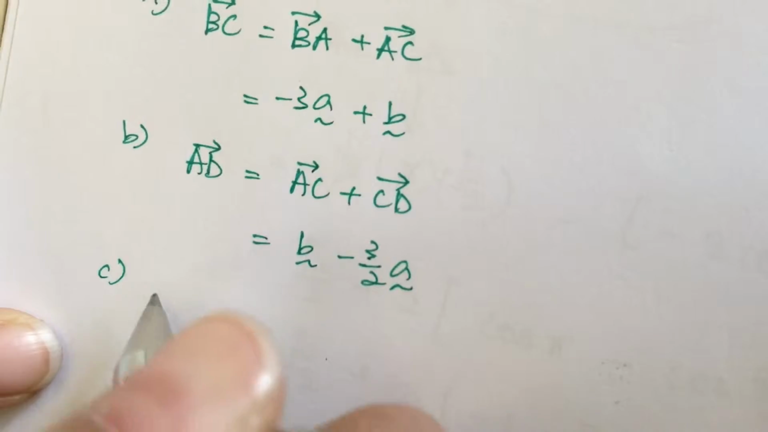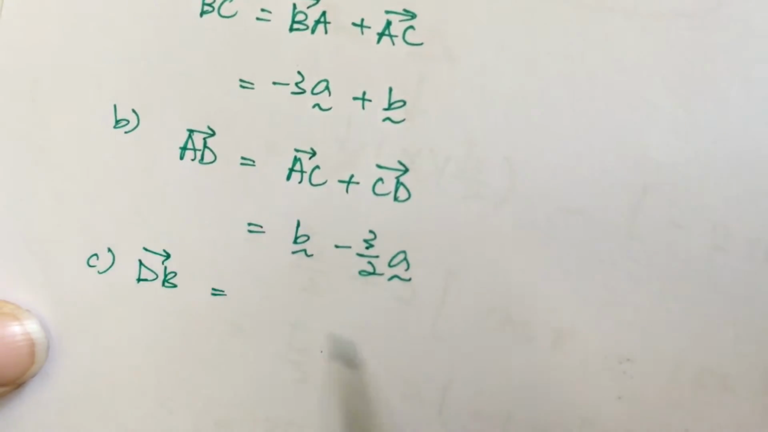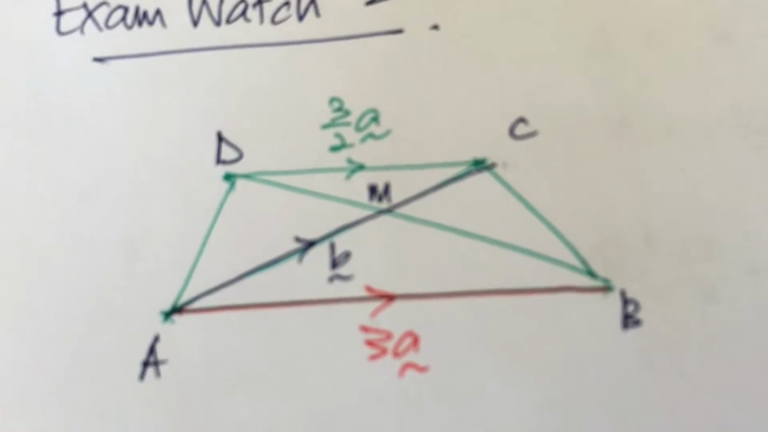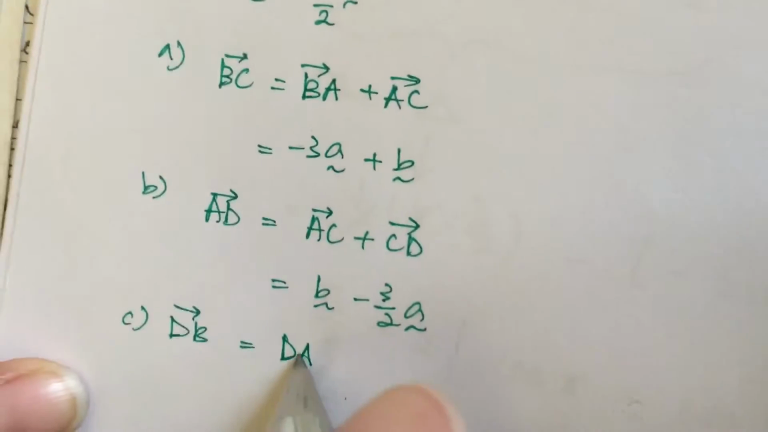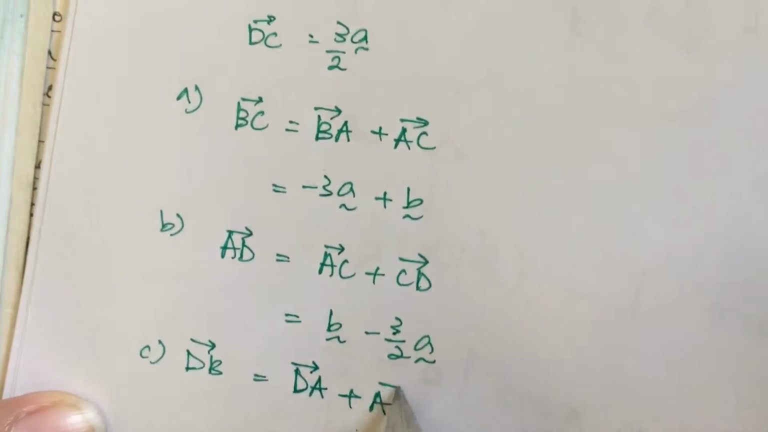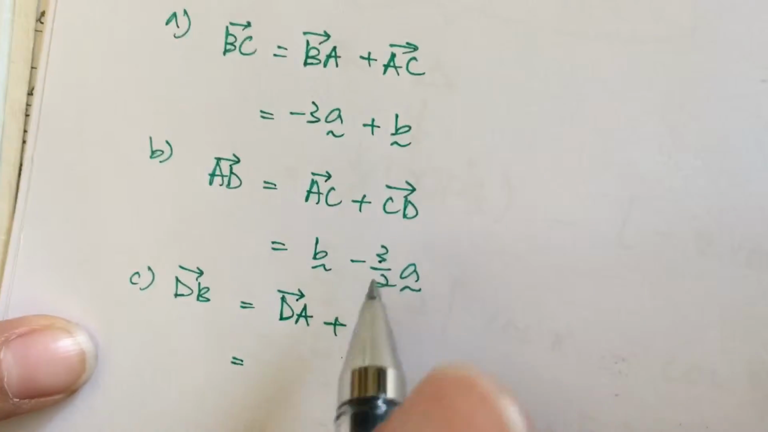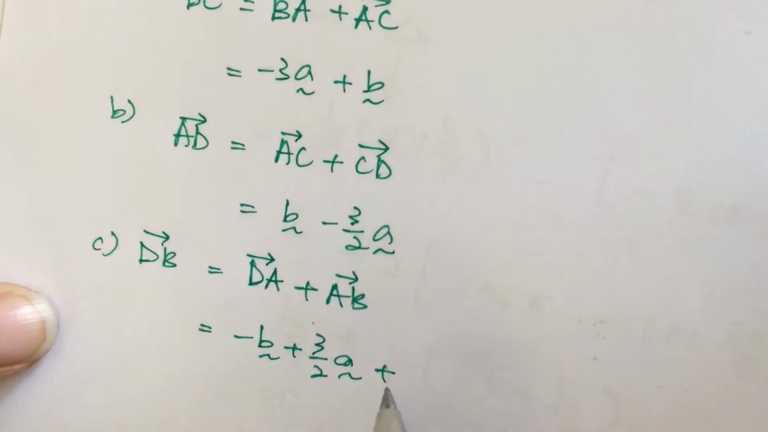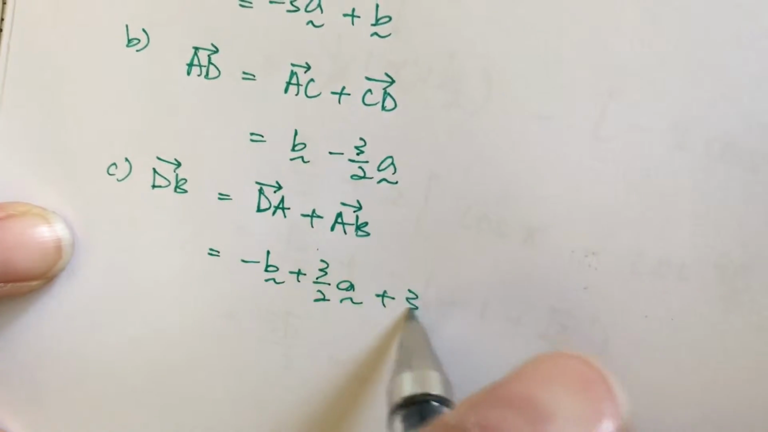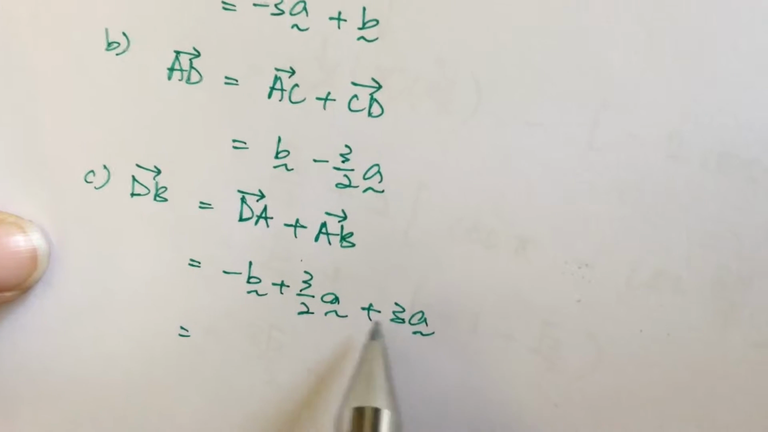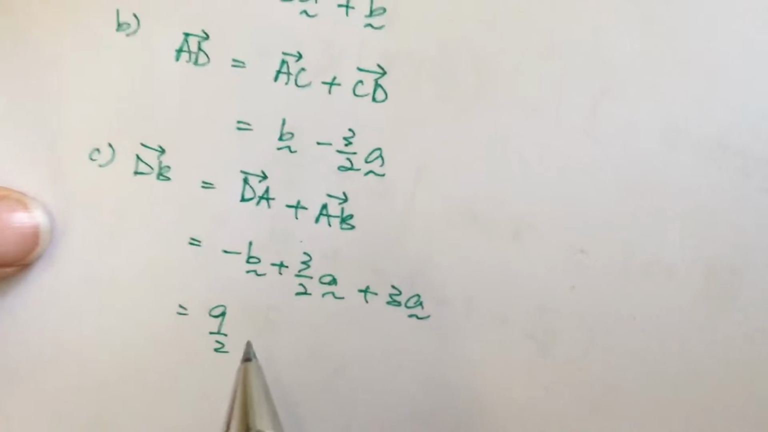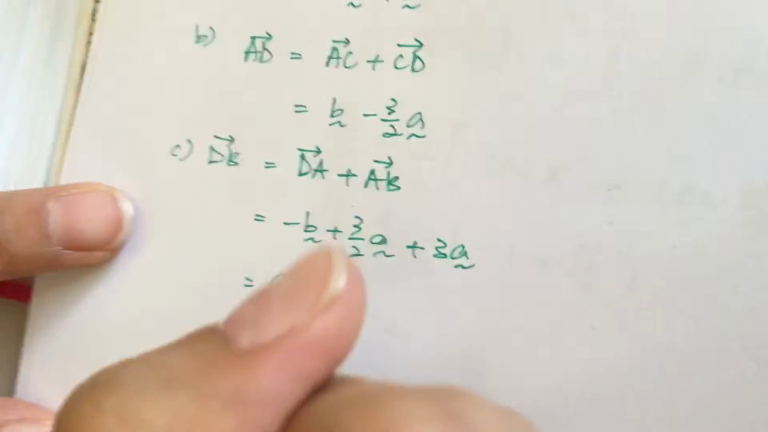Then C, DB. D to B. You can go D to A to B. So it will be negative B plus 3 over 2 A. Very good. AB is 3A. So therefore, 3 plus 3 over 2, which is 9 over 2. There's no such thing as a mixed number for this, just leave it as a fraction.